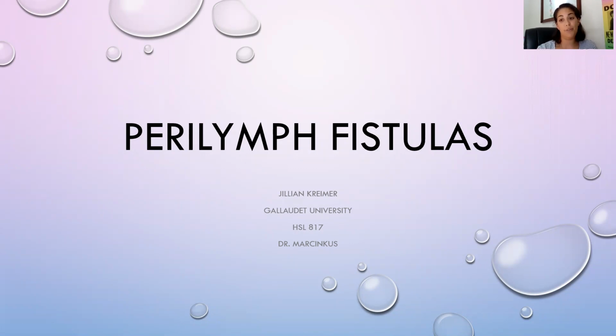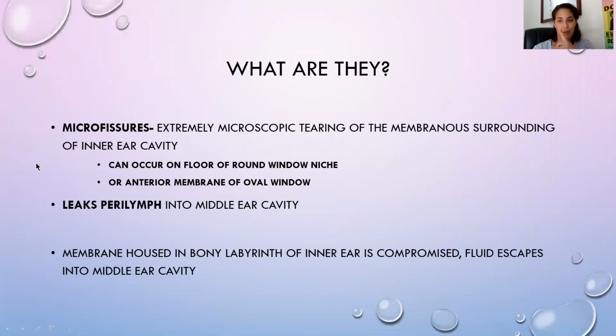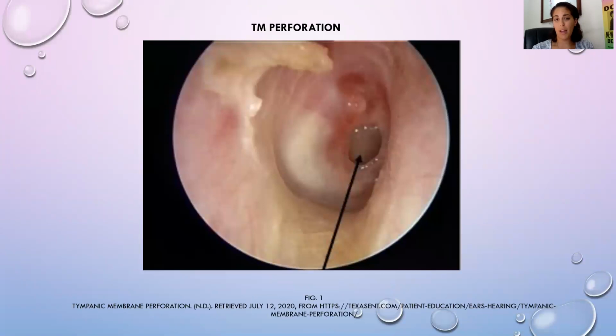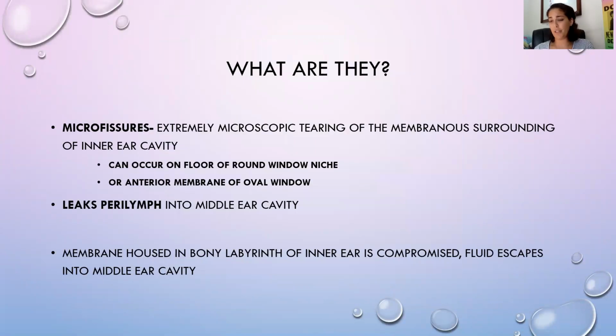It is a microfissure. So unlike on the next slide, I will show you a TM perforation. This is like a large fistula. A microfissure is unable to be seen by the human eye. So Perilymph fistulas, you really can't see them. They're occurring at such a small scale, but they cause some big problems.